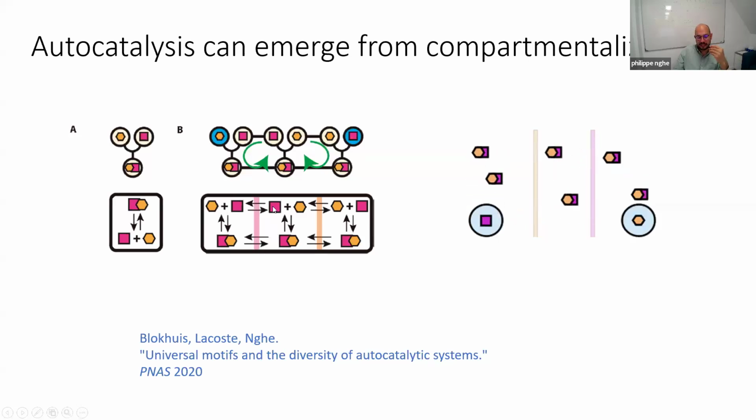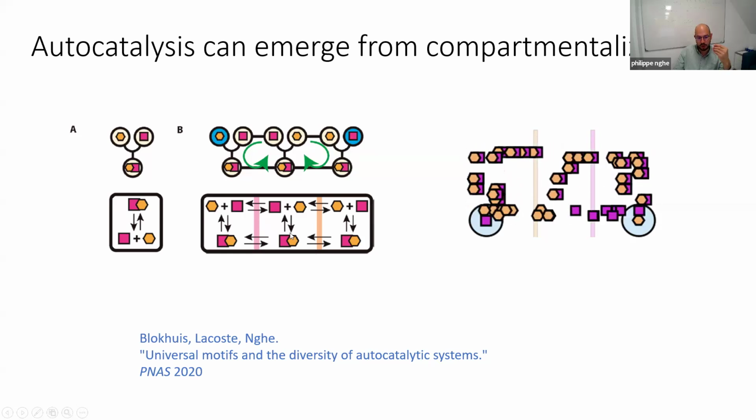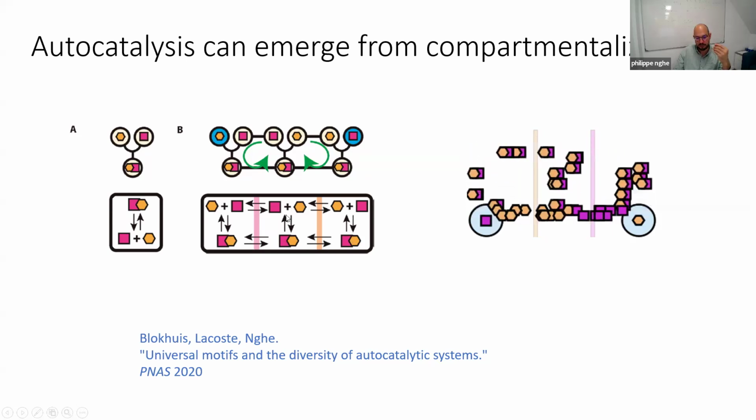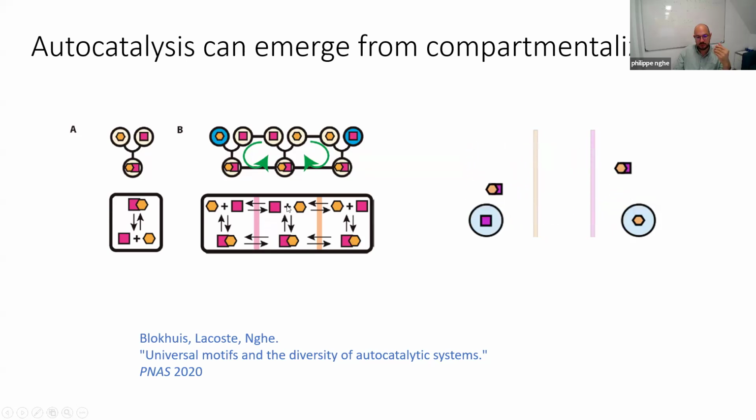The pink membrane only lets through molecules with a pink part, so pink alone or pink with orange. And the orange one lets through molecules with an orange part, so orange alone, or the combination of both. And so you see that you can recover the scheme on the top, which would allow a form of autocatalysis.